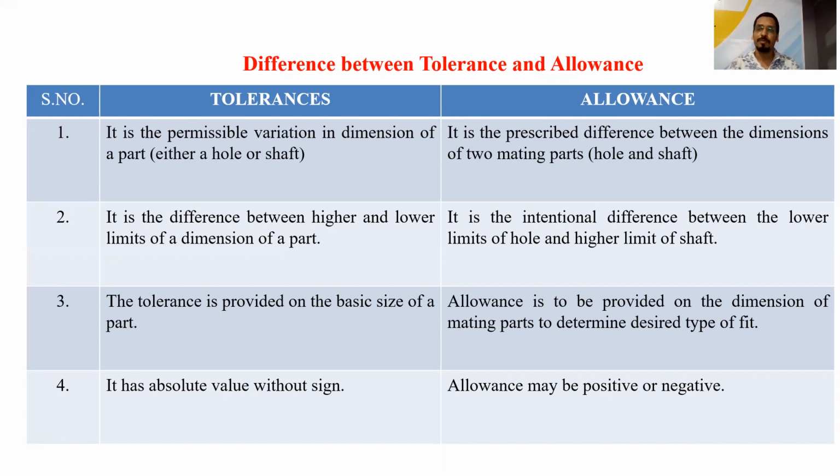Allowance can be positive and it can also be negative. If the lower limit of the hole is larger than the higher limit of the shaft, then it will be positive. When the lower limit of the hole is lesser than the higher limit of the shaft, then it will be negative. On the basis of which we will define fit. I think this difference between allowance and tolerance is clear to you.